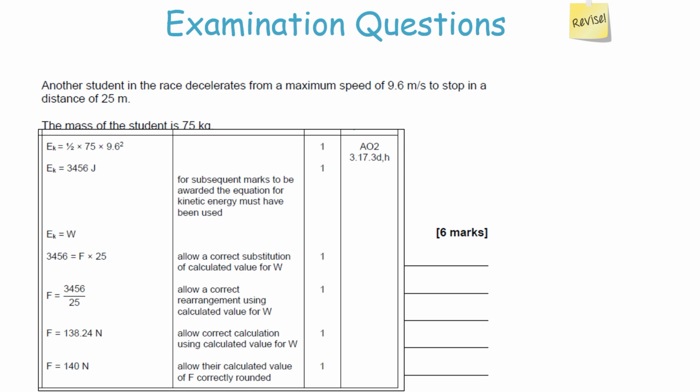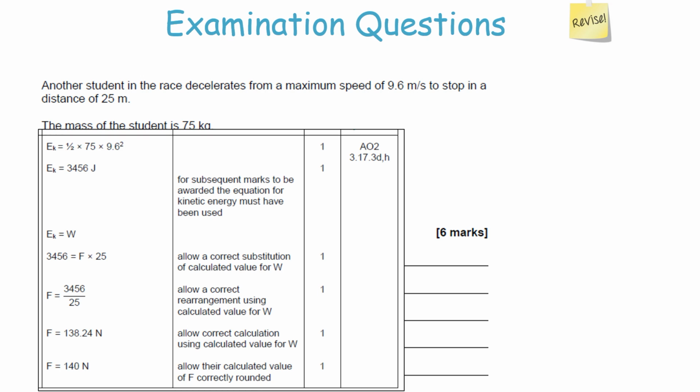Now you've got to think about that if the student is decelerating, they're going to lose this kinetic energy from that store, so therefore the work done, the change in energy, is going to equal the kinetic energy store. Now we also know from another equation that work done is equal to the force times the distance moved by the object, and we're given the distance moved and we'll want to work out the force. So once again we're going to have to substitute our values in first. So we say 3,456 is equal to force times 25.